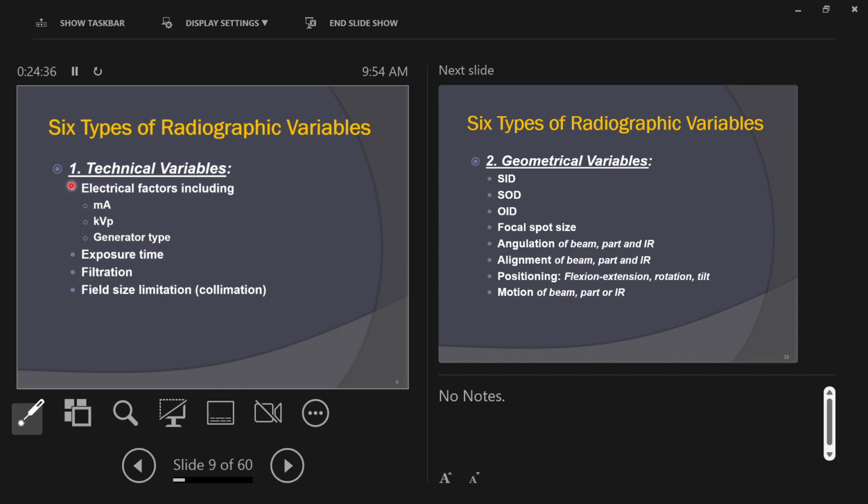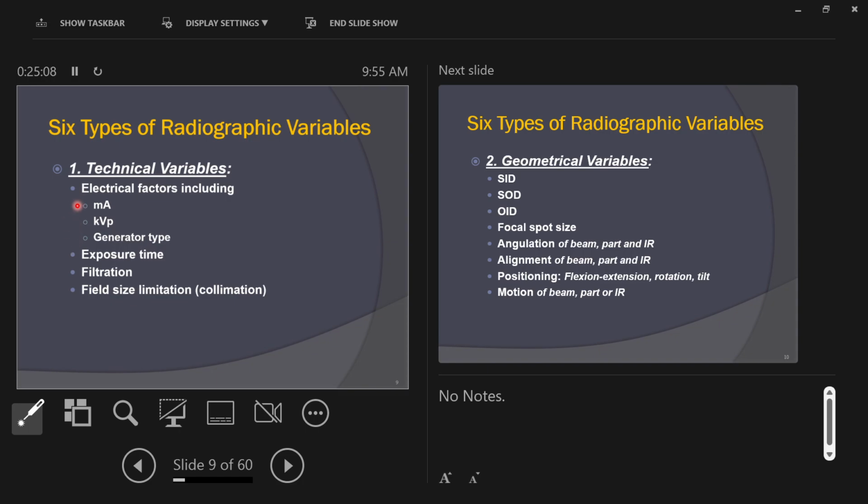Electrical factors are a technical variable. These consist of milliamperage, kVp, and the type of generator you're using. Of those 3, which can you not change? The generator, right? That would require you to get a new X-ray machine, a new X-ray generator. So you can change it, it's just a much harder thing to do. Milliamperage and kilovoltage peak, we can adjust those at our control console. Easy peasy.